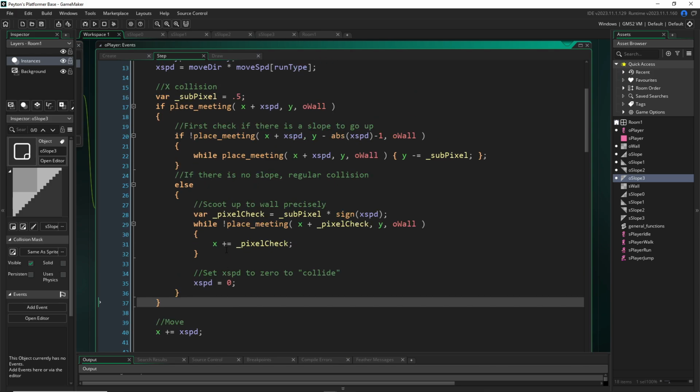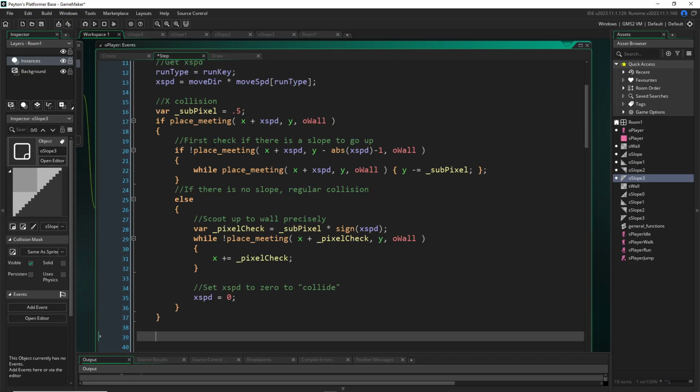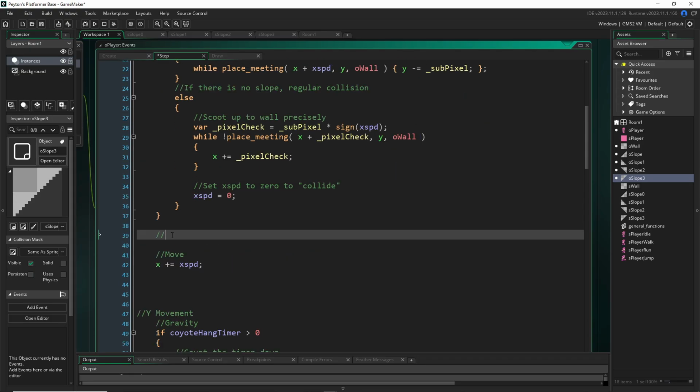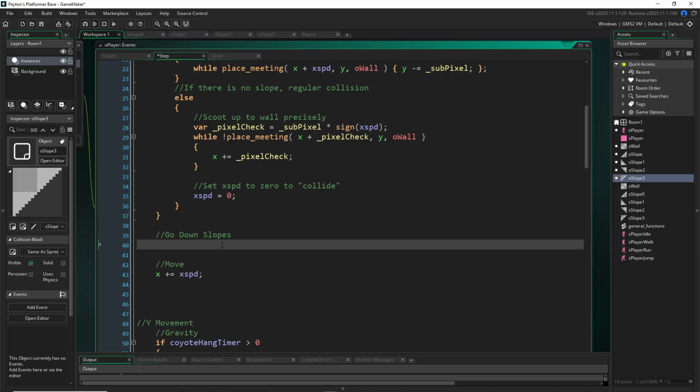And we're actually going to do that outside of the collisions here, because going down a slope, we're not actually colliding anything. What's happening is we're walking off of the little ledges in the slopes as if we're walking off a ledge. So let's go before the movement code and let's go after the collision code. And we're going to say go down slopes. And it's kind of going to be the opposite.